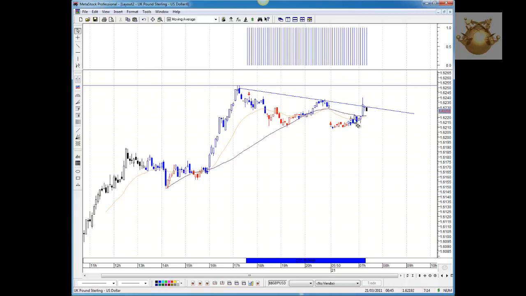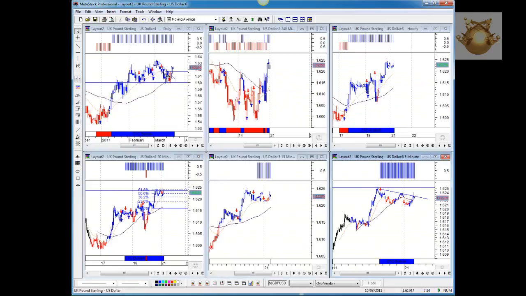Okay, CTC is all in our favor, but we need to see a break of this price swing, and ideally above 1.6250 or 1.6255 to be looking for further entry levels to the upside. Okay, so that's sterling against US dollar. I'll be back next with US dollar against Swiss franc.